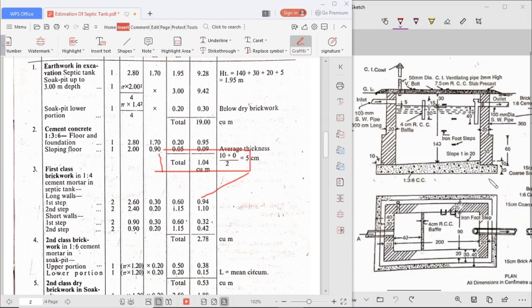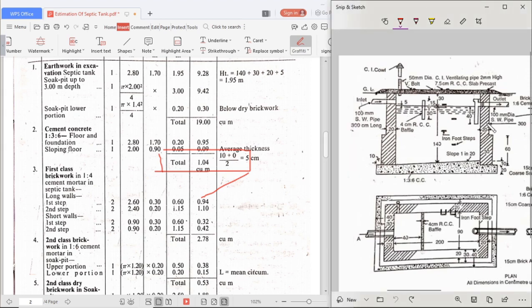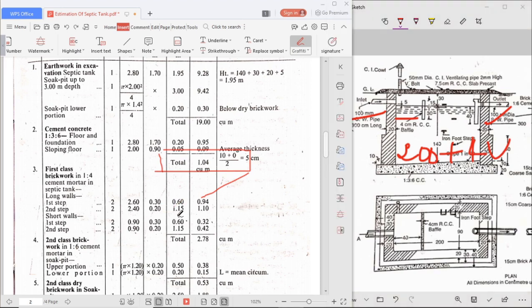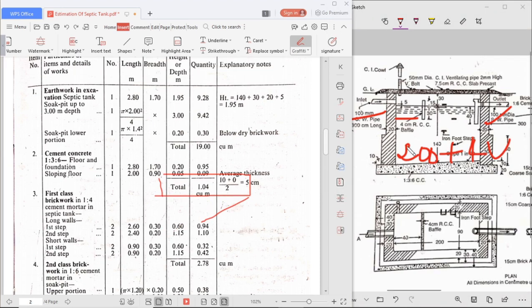Similarly, for the second step, what do we have to do? This is 200 plus 20 plus 20. 20 plus 20 is 40, so 2.40. What is the breadth of the wall? It is 20, so 0.20. Now for the height, which height will you take?